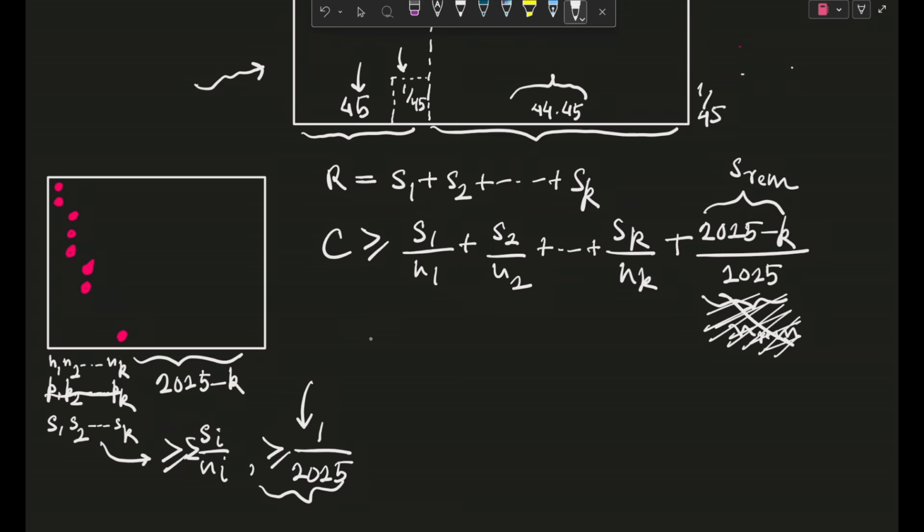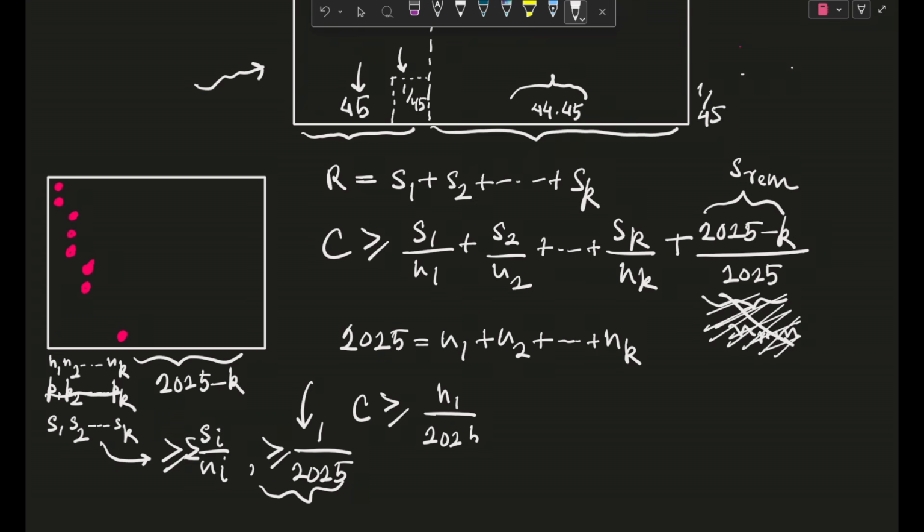So for that, I will use another result, that is 2025 is equal to n1 plus n2 plus dot dot dot till nk. I hope you can understand this. All the numbers would sum up to 2025. So if we write this expression C greater than or equal to, first see this and then you will understand.